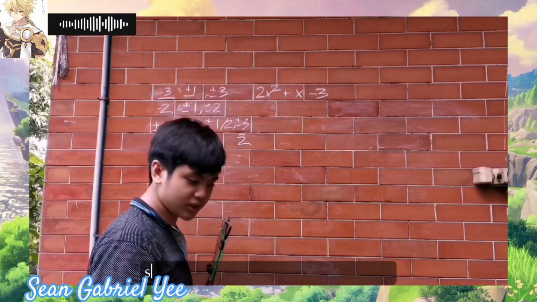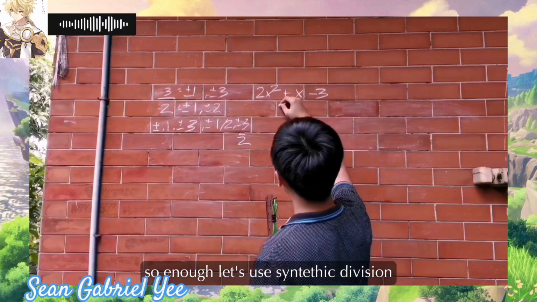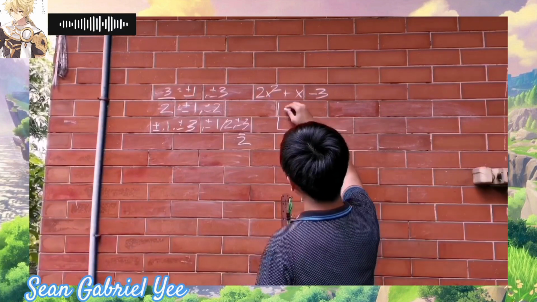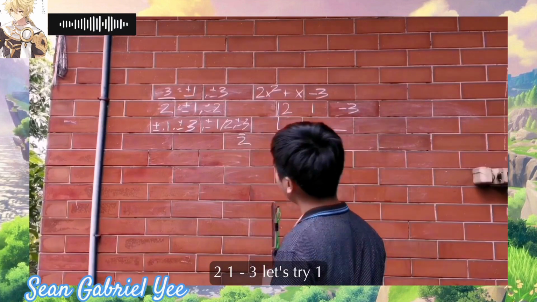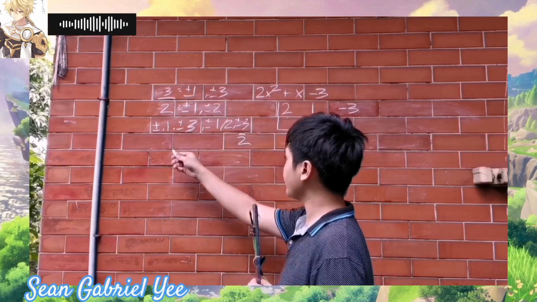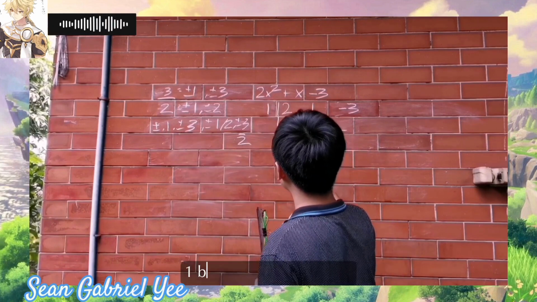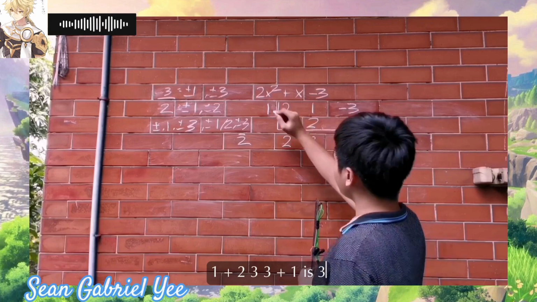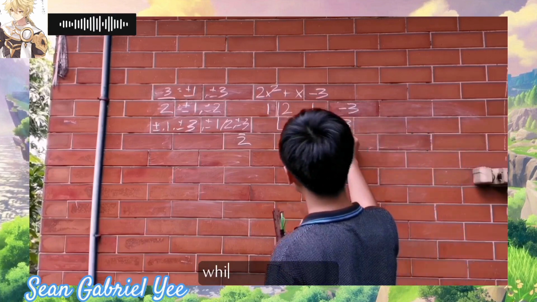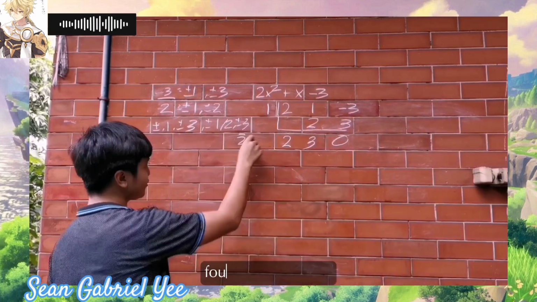Okay. So now let's use synthetic division. 2, 1, negative 3. Let's try 1. And remember, these are choices. Okay. 1. Bring down 2. 1 times 2 is 2. 1 plus 2 is 3. 3 plus negative 3 is 0. There you go, you found it. Found our first 0. It's 1.